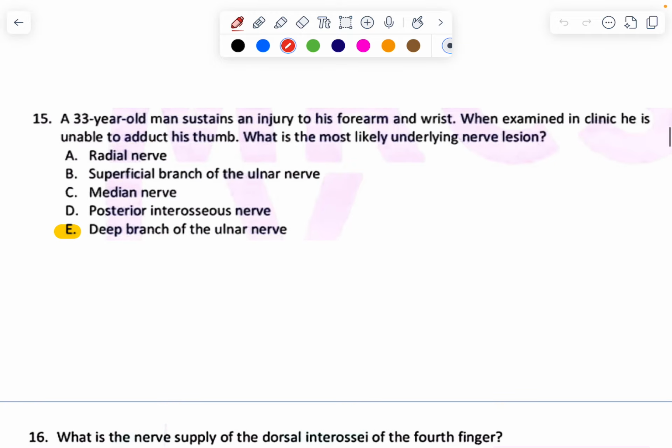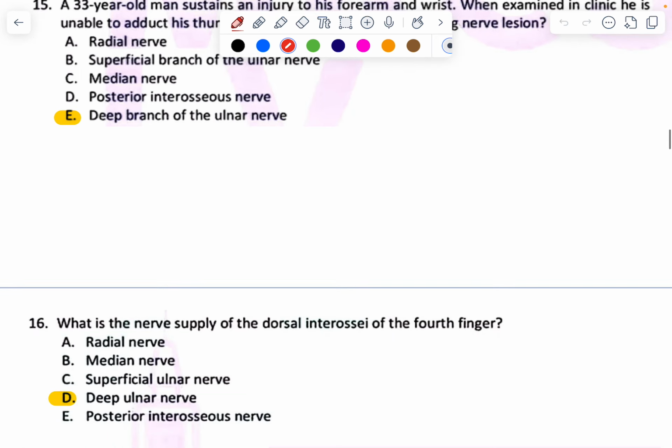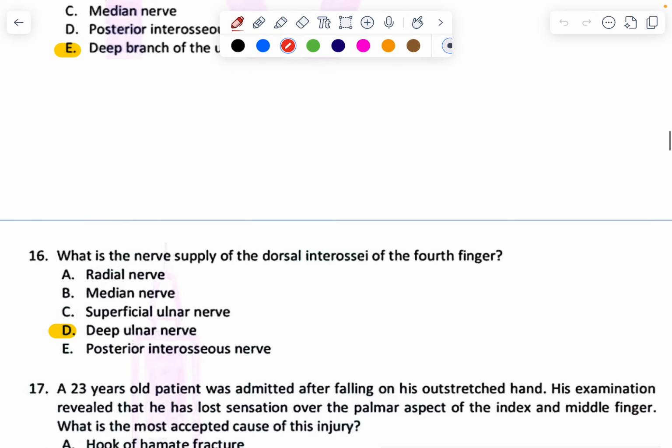Superficial is for the cutaneous, and deep is which nerve supplied? Dorsal interossei of the fourth finger? Palmar and dorsal, both the interossei are supplied by the same nerve, whether it is fourth, first, second. It's only for the lumbricals there is a difference. This is the deep ulnar nerve only.